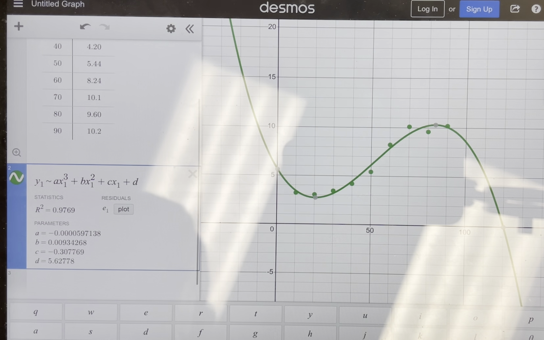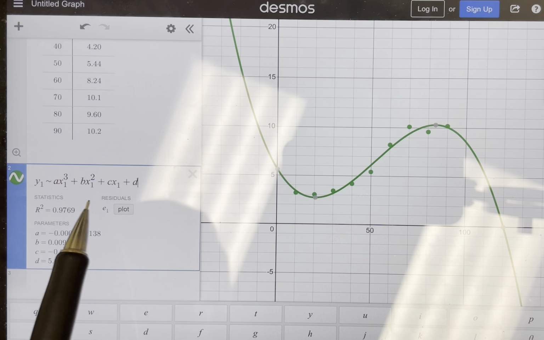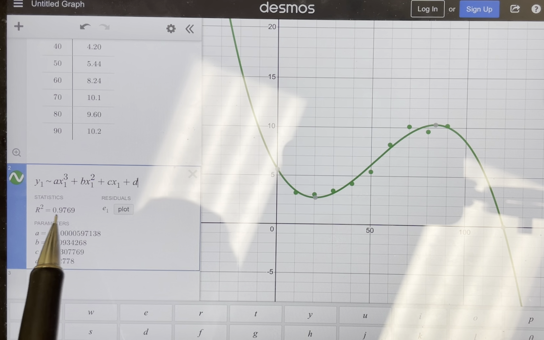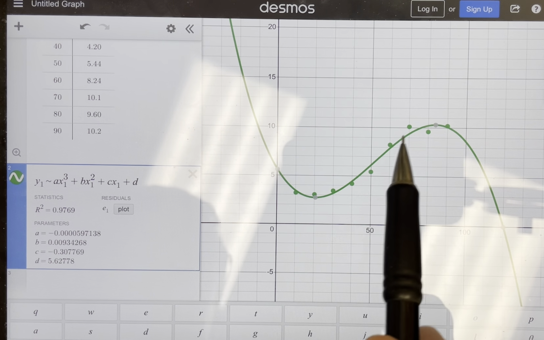Notice there's no log mode box to check, so we're all good. We have the r squared value, and it's pretty high, 0.9769. As we know, it only goes as high as 1, so that's pretty high, and we can see it's actually fitting pretty well as we look at it.